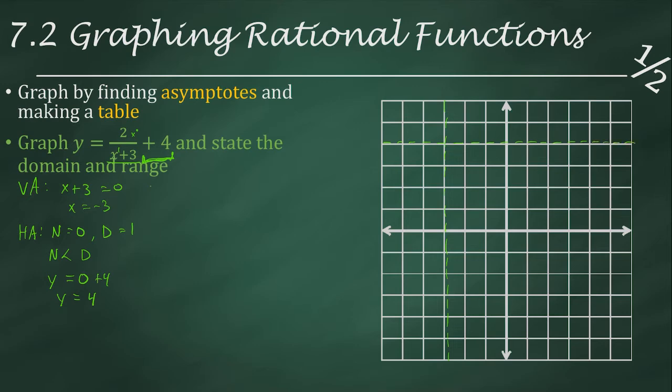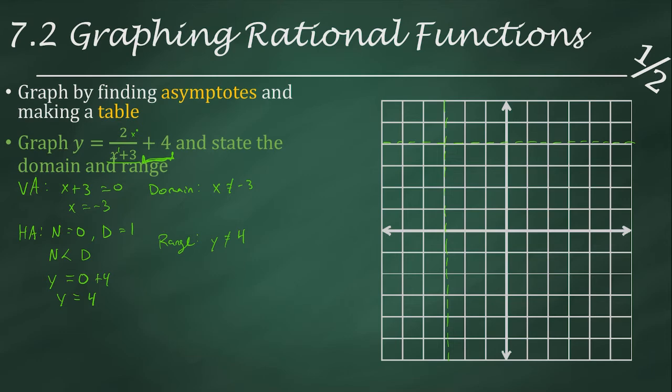So if you'd like, the domain is everything except for the vertical asymptote. So our domain is everything except for x equals -3. And our range is usually everything except for the horizontal asymptote. So it's probably everything except for y equals 4.